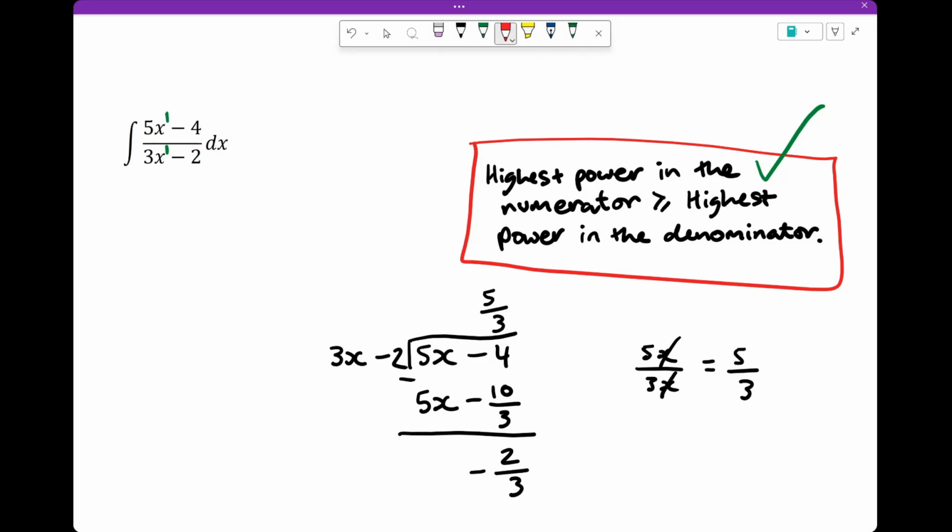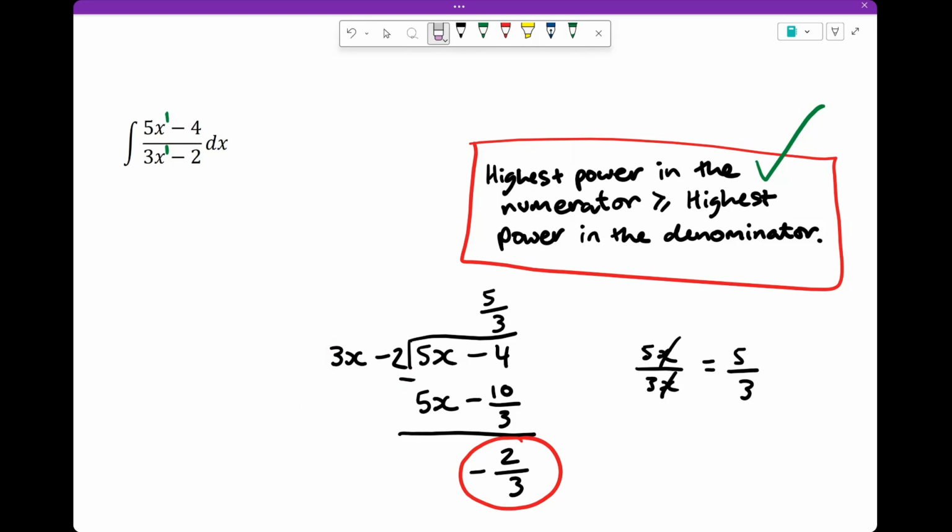But the power of x in negative 2 over 3 is 0, whereas the highest power of x in my divisor over here was 1. So that means we have gone below that power of 1, so our division ends there, and the negative 2 over 3 is our final remainder.